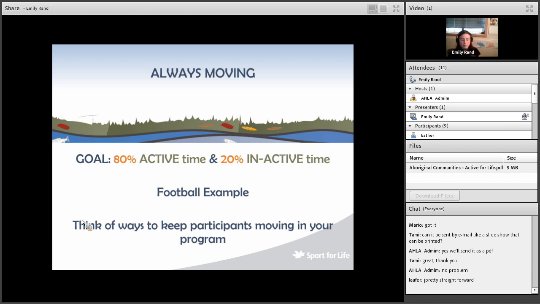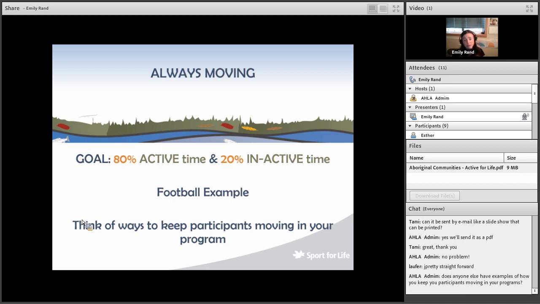Another way to keep your participants moving is planning a few extra activities. Sometimes we think an activity is going to take a really long time and then it ends up taking 5 minutes and then we don't know what to do. So, and this comes back to making sure that your practices and your programs are organized, just make sure that you have some extra activities in your back pocket in case you do end early that you can do with your participants.